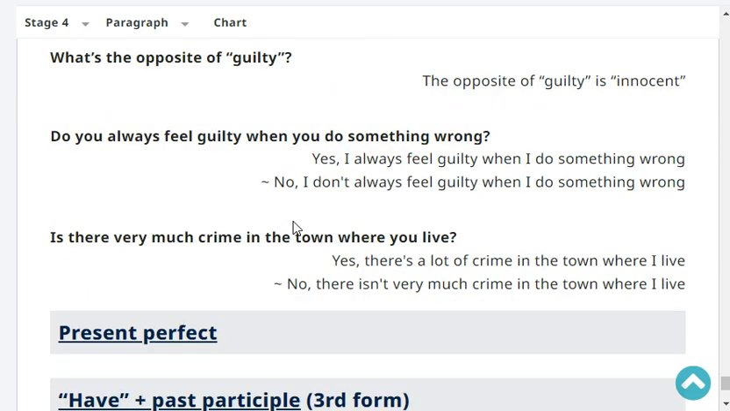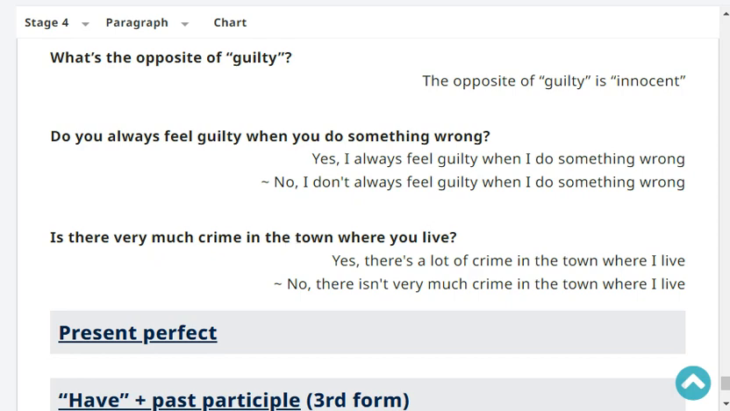Do you always feel guilty when you do something wrong? Yes or no? Yes, I always feel guilty when I do something wrong. Greg, is there very much crime in the town where you live? Yes or no? No, there isn't very much crime in the town where I live. Very good.